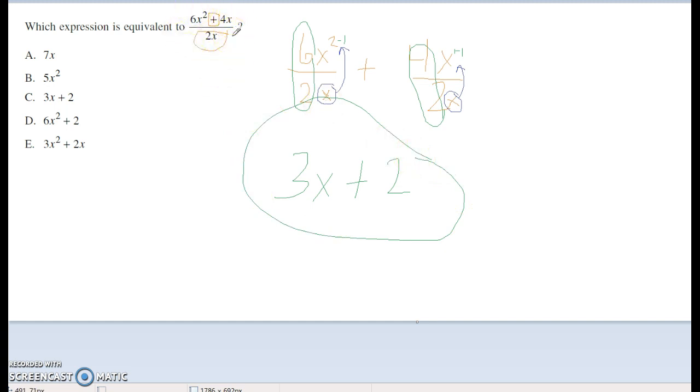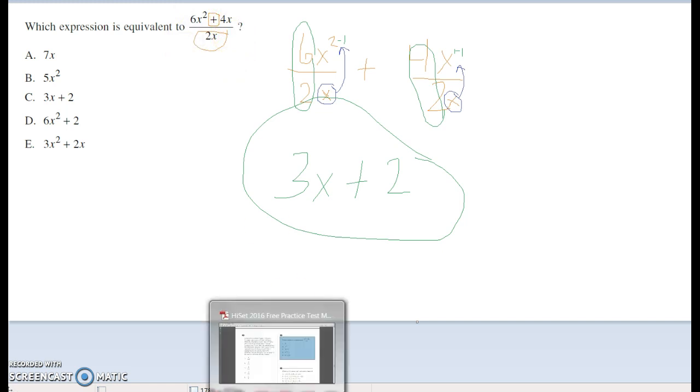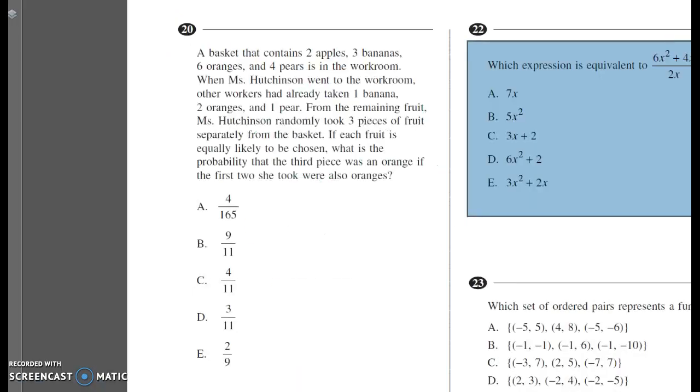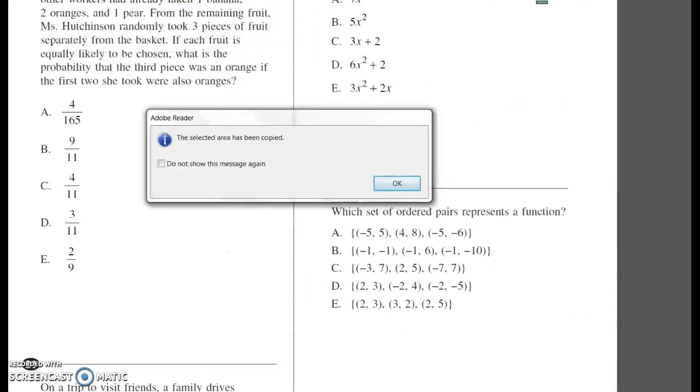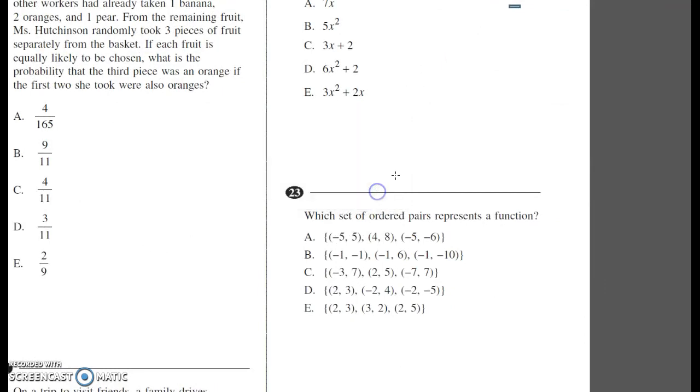I'm moving very quickly through these last few questions because they actually are a little bit faster questions. The next one here is going to blow your mind, I promise. Let me move my screen. There it goes. Okay. All right.